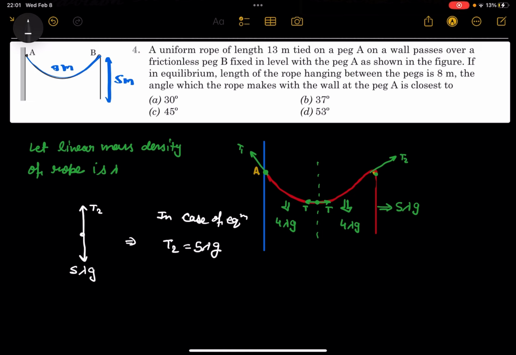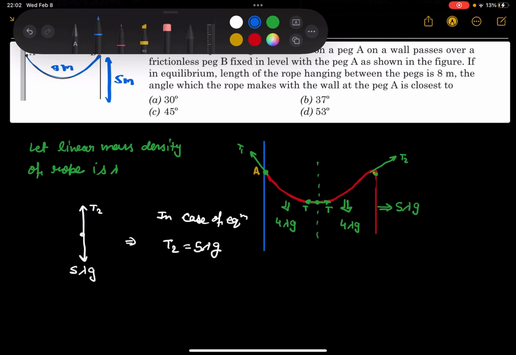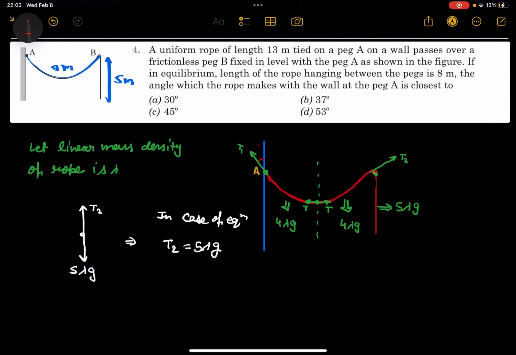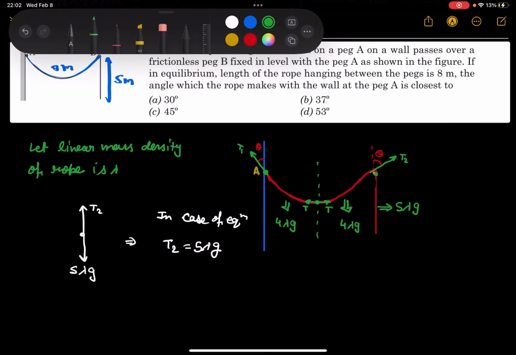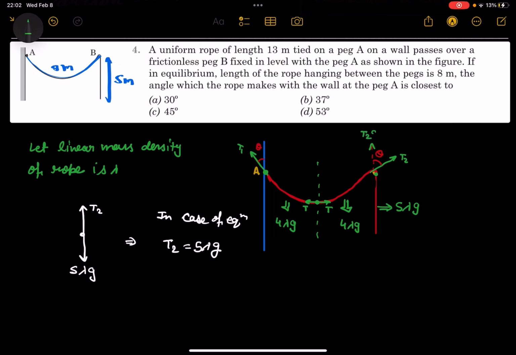Okay. And now I tell you one thing. If this angle is theta, my dear friend, listen carefully, then this angle is also theta. Understood? So T2 has one component acting in this direction, which is T2 cos theta, and one component in this direction, which is T2 sin theta. Similarly, the T1 component in this direction is T1 cos theta, and here it is T1 sin theta.